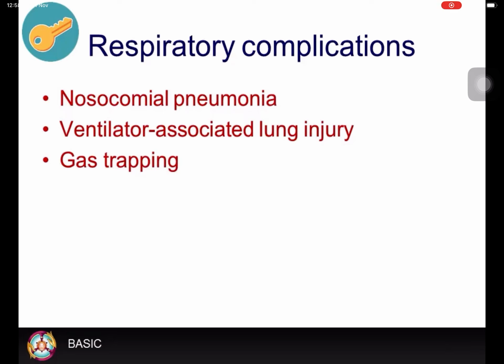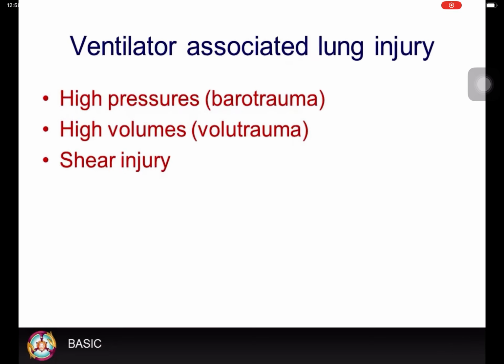Respiratory complications of mechanical ventilation include nosocomial pneumonia, ventilator-associated lung injury, and gas trapping. Ventilator-associated lung injury may result from high pressures, volume, or shear injury. The term barotrauma is best reserved for those gas leak syndromes which are due at least in part to excessive inflation pressures, namely pneumothorax, pneumomediastinum, pneumopericardium, pneumoperitoneum, and pulmonary interstitial emphysema.